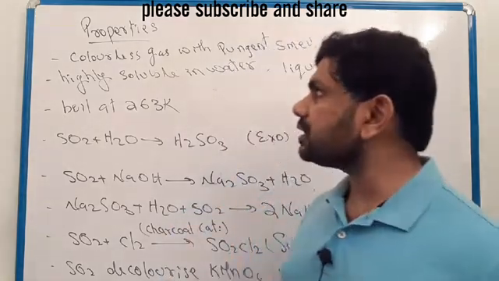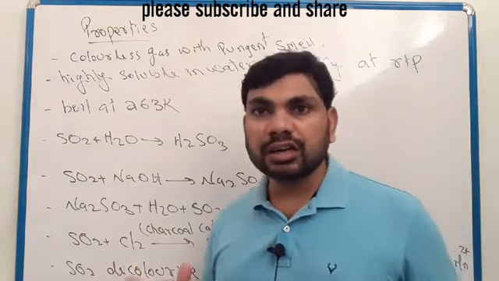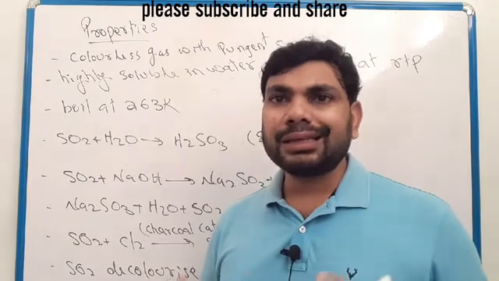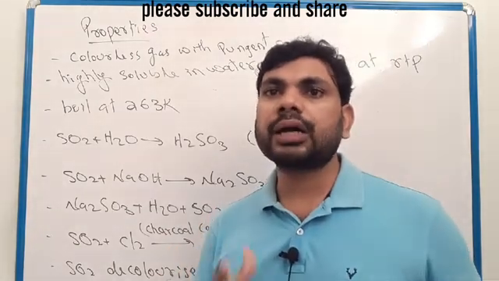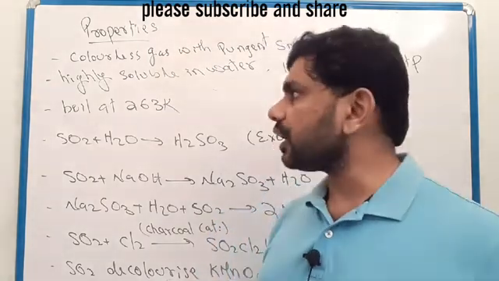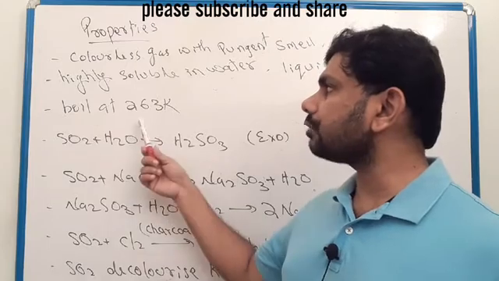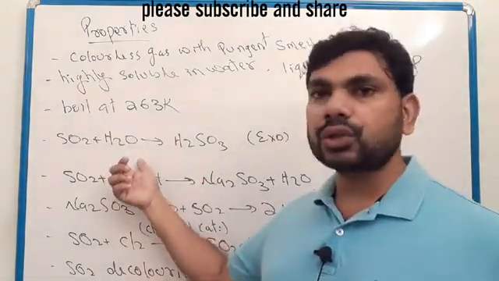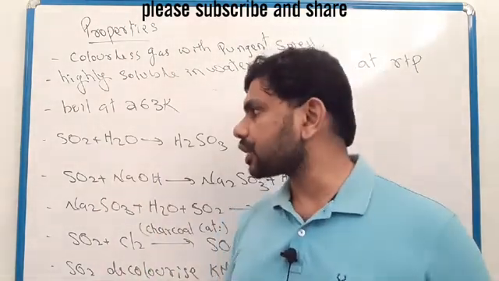So here we discuss properties of sulfur dioxide. Sulfur dioxide is a colorless gas with a pungent smell. It changes to the liquid state at room temperature and pressure. Liquid sulfur dioxide boils at 263 Kelvin. Sulfur dioxide dissolves in water and forms sulfurous acid, which is an exothermic reaction.